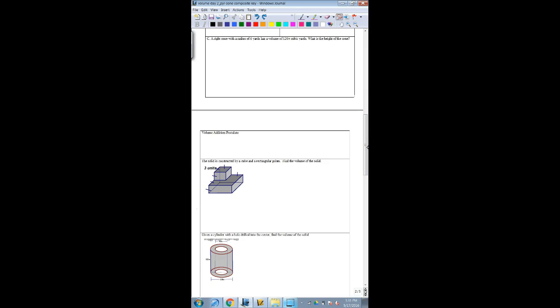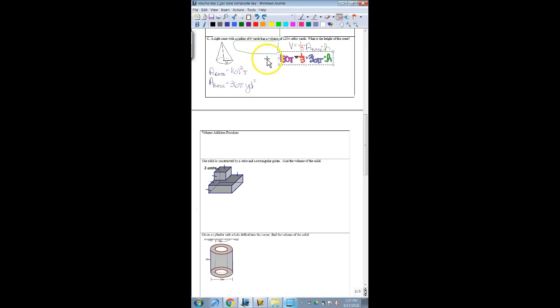For problem C, we are going to do the problem backwards. As I have frequently mentioned, any geometry problem without a picture is a bad geometry problem. So I have drawn a cone with a radius of 6 yards. I remember my volume formula is 1/3 area of the base times height. The area of my base is 36 pi.